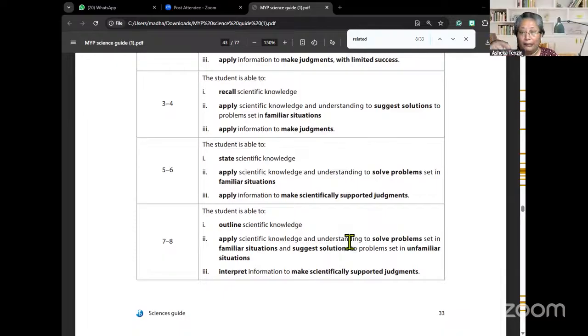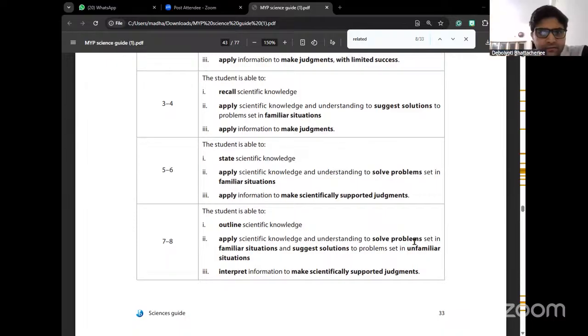And 7 and 8, the last strand is interpret information to make scientifically supported judgments. So why I'm telling this is that the question paper of criteria A is difficult, because you have to give questions of all the three strands for the different levels of questions. If I'm going to create so many questions, think about the time that the students will take. And in one unit, are we able to give all the strands on all the questions?